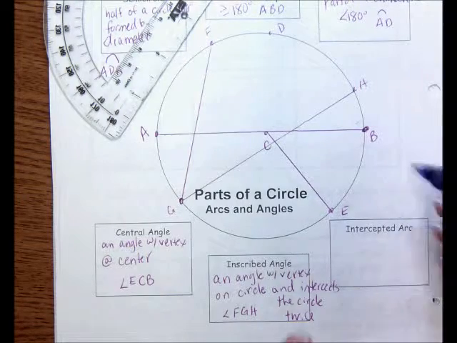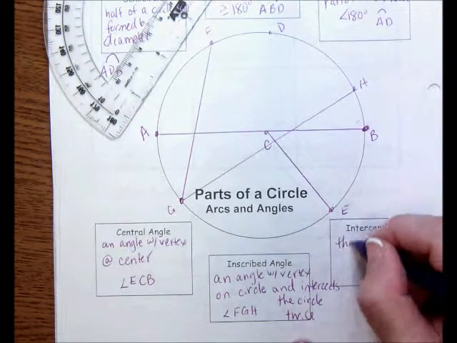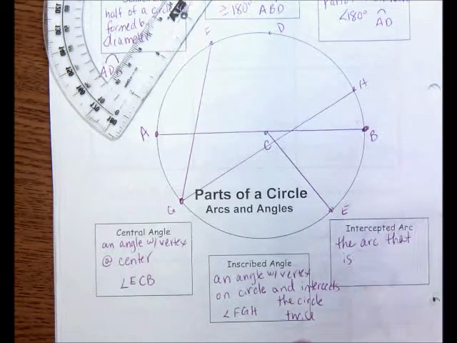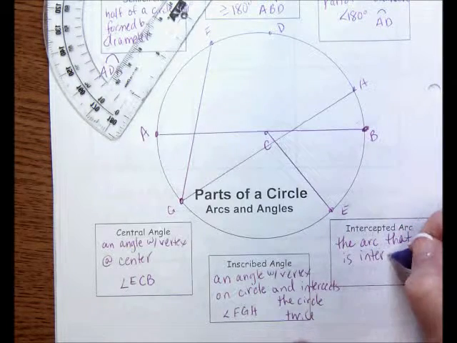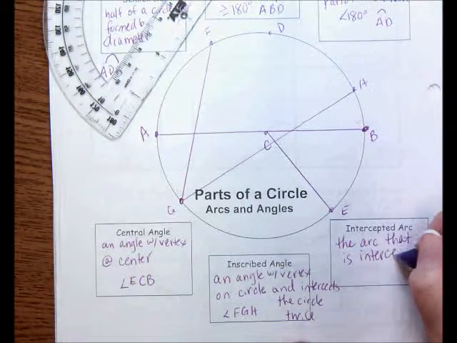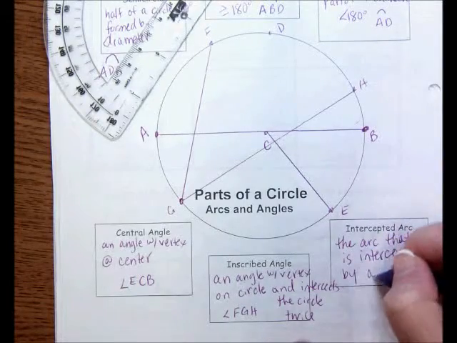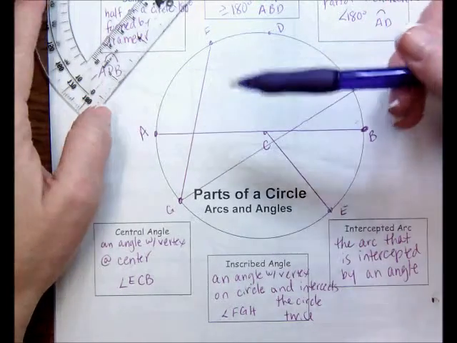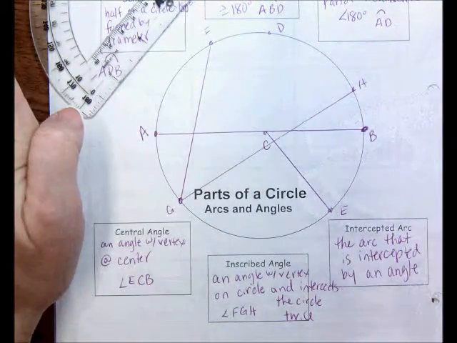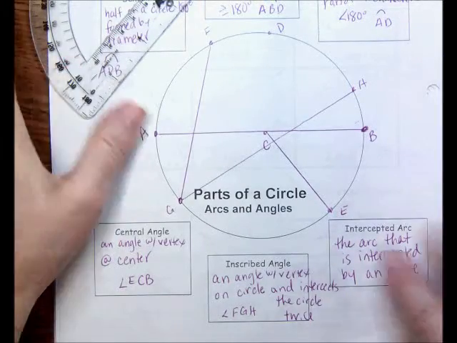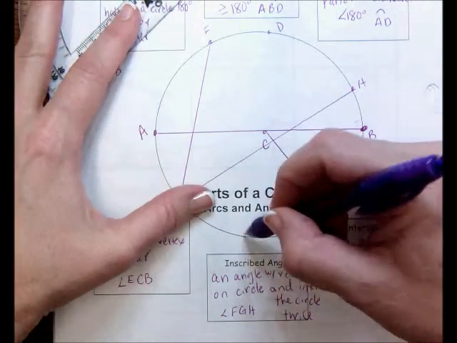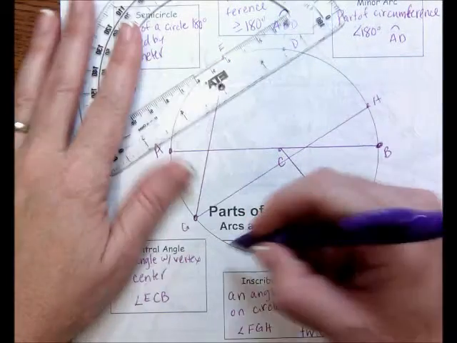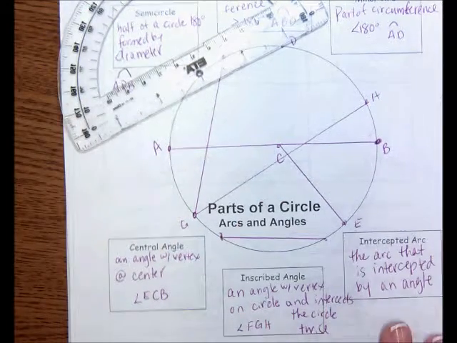Now we're going to talk about intercepted arc, and this is the arc that is intercepted by an angle. Okay, different than just a minor arc or major arc. Like a minor arc here, well, all of these are intercepted by an angle now. But a minor arc might be just formed by a chord. Like if I drew a chord here, I would designate this as a minor arc versus an intercepted arc because it's not intercepted by an angle.